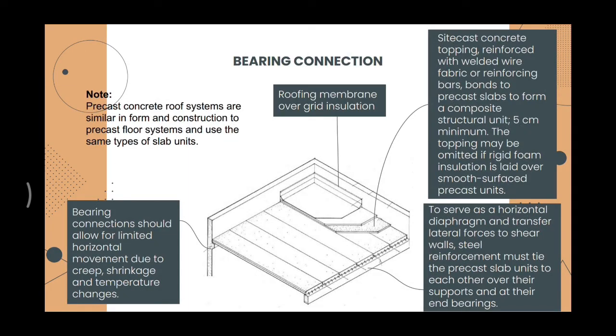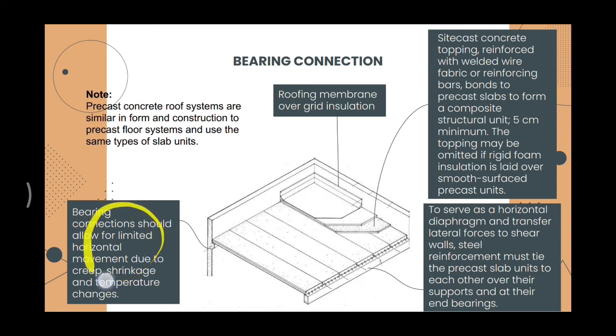Note: precast concrete roof systems are similar in form and construction to precast floor systems and use the same types of slabs. In the picture, at the top is the roofing membrane over rigid insulation, and above it is the cast-in-place concrete topping reinforced with welded wire fabric or reinforcing bars, bonded to the precast slabs to form a composite structural unit, with a 5 cm minimum thickness. The topping may be omitted if rigid foam insulation is laid over smooth-surfaced precast units.